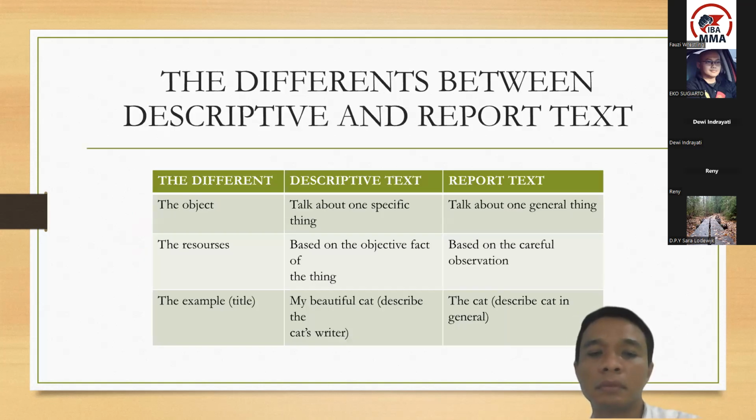All right. The difference between descriptive text and report text, if we see from the object, descriptive text will talk about one specific thing, and report text talks about one general thing. And the resources: descriptive text is based on the objective fact of the thing, and report text is based on careful observation. Herewith, I attach a simple sample of those. Under descriptive text will be my beautiful cat, the cat is described, because it mentions beautiful. And in report text, only the cat, that will describe cats in general.